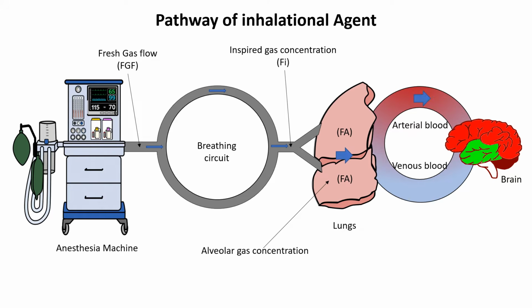The concentration of anesthetics in the blood is called arterial gas concentration. The anesthetic is then transported via the arterial blood to the brain. The anesthetic effect is achieved when the partial pressure of the agent in the brain, blood and lung equilibrates.